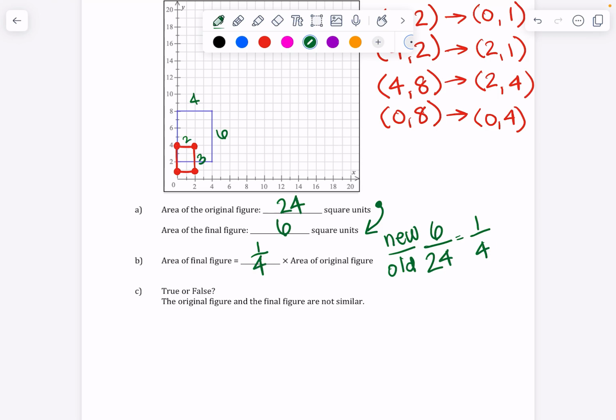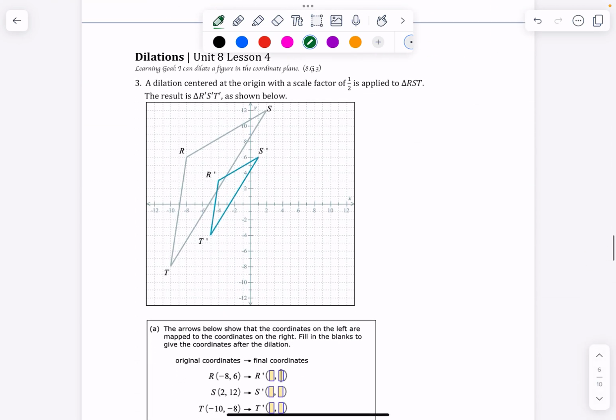And then the true or false says the original figure and the final figure are not similar. So this is false. They are similar because they're the same shape but different sizes. Okay, pause the video if you need to, and then let's keep going. Turn the page in your packet, and let's look at these two triangles.